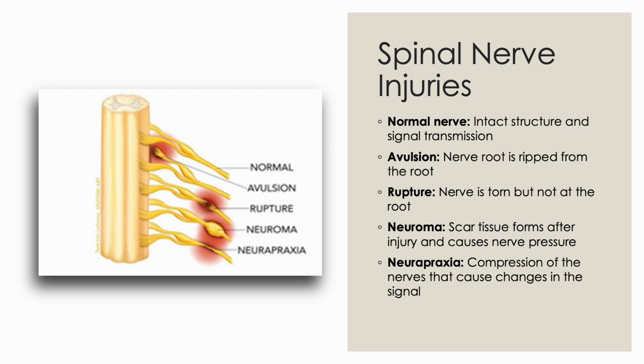A rupture is also very serious, where the nerve is torn but not at the root, and that often requires surgery. In neuroma, the body tries to heal after an injury, but scar tissue forms, and this presses on the nerve and disrupts signals. Lastly, neuropraxia is the mildest form. It's a temporary block in nerve conduction, and it's often from pressure or stretching and usually recovers fully with time.